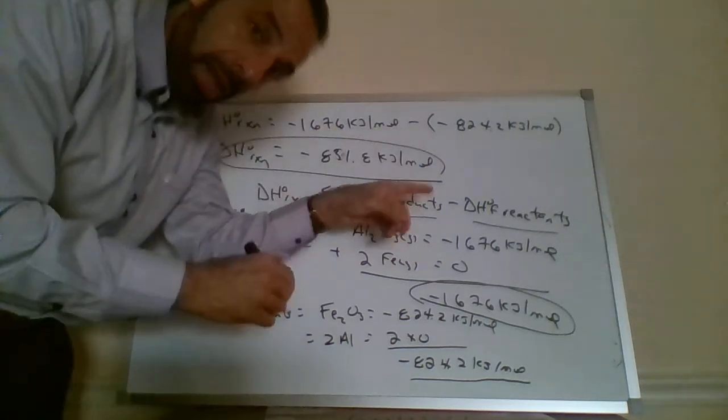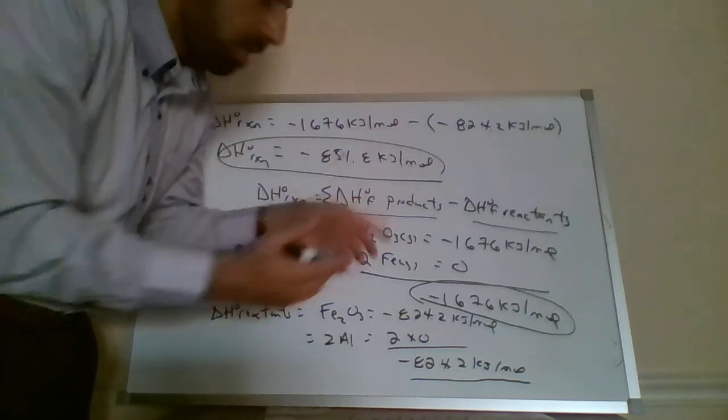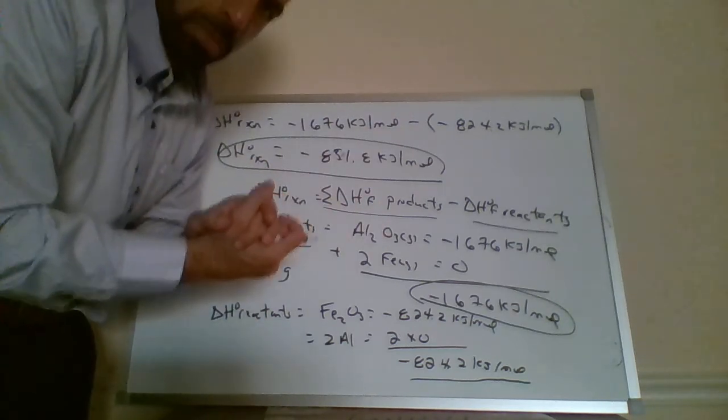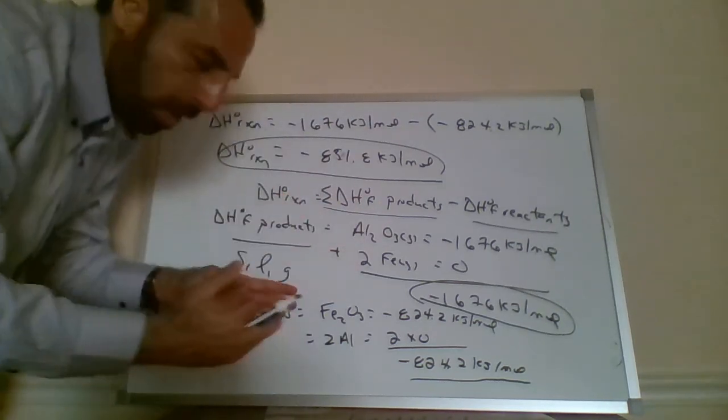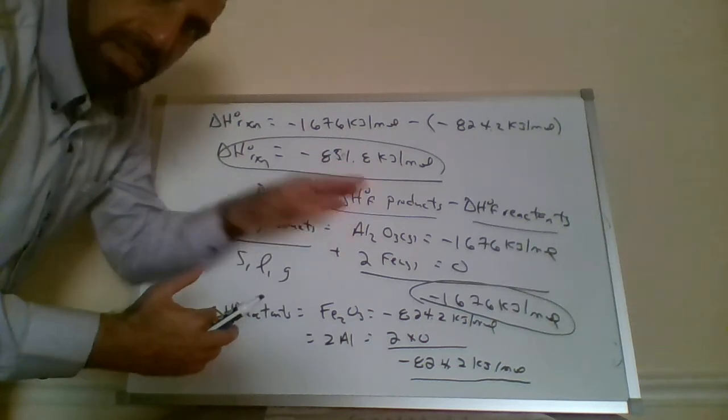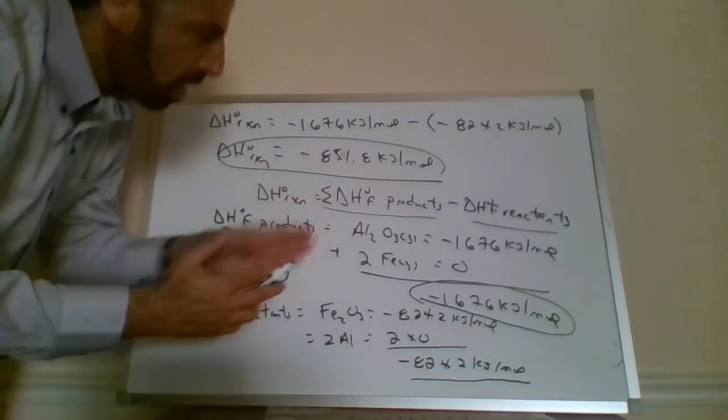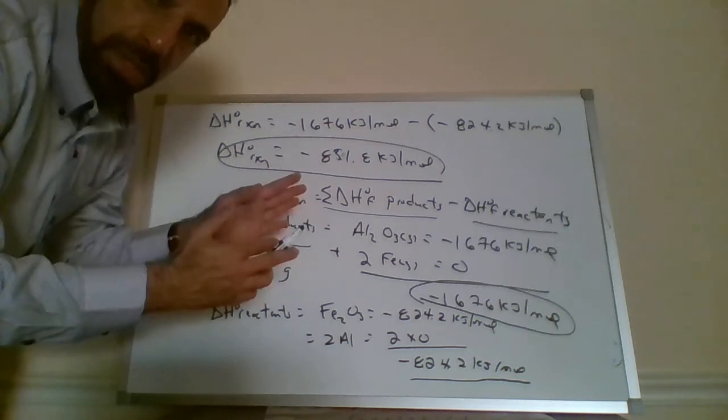The reactants were negative, so minus a negative makes it a positive. I'm going to end up with negative 851.8 kilojoules per mole. Whenever you're doing this, they're not difficult, but kind of break it up into the products and reactants and pay particular attention when you're subtracting the two. I've seen quite a few mistakes with that.